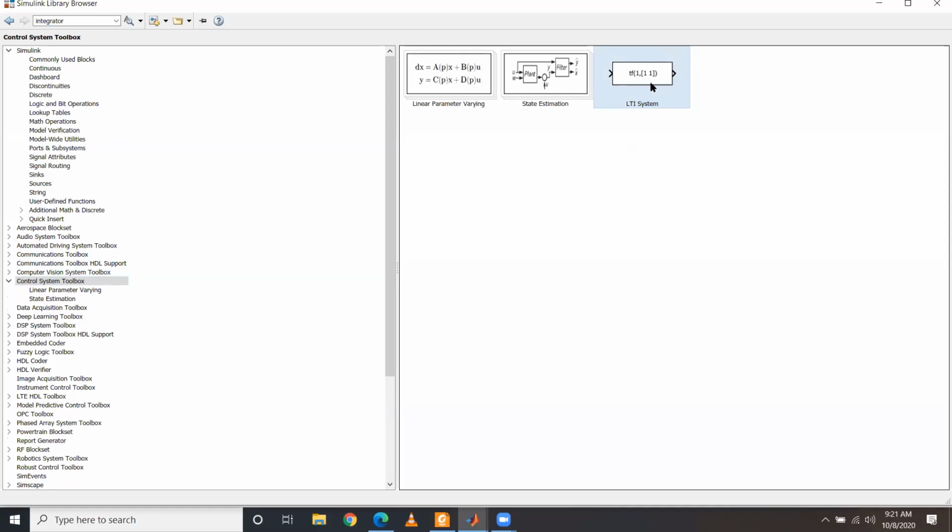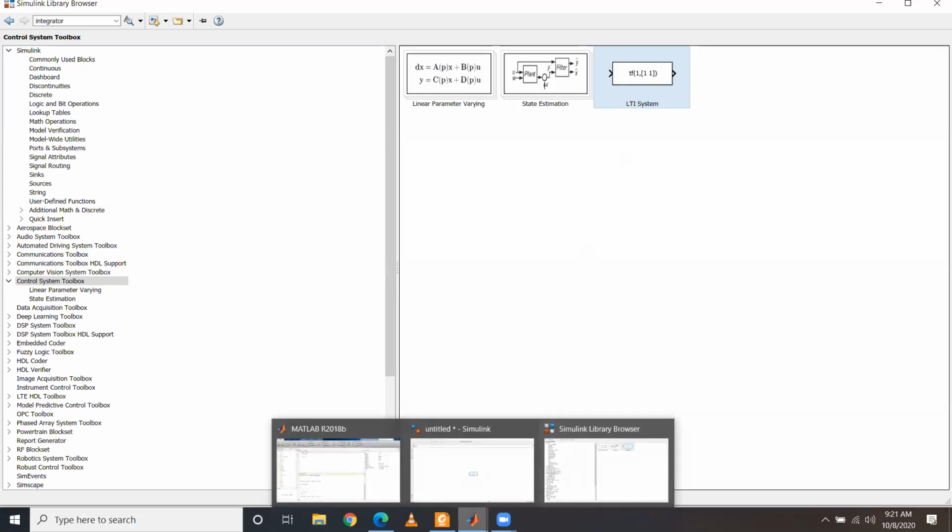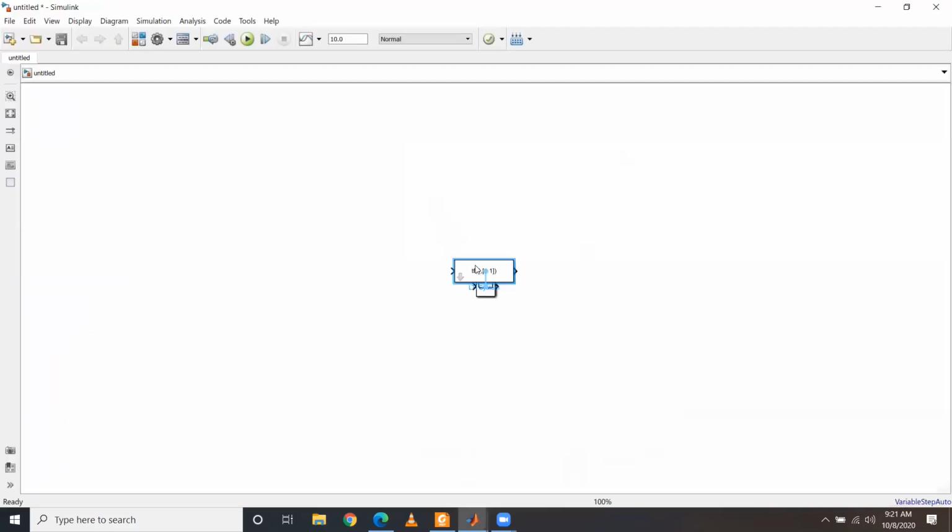Linearity means what? If the input is a summation of two separate inputs, the output will be the summation of the individual outputs to those inputs. That is linearity, right? And time invariance, what is time invariance? If the input is shifted by a particular time interval, the output will be shifted by that same time interval. So these are linearity and time invariance, and the system which follows both of these is called an LTI system. Now, anyway, this is our system.